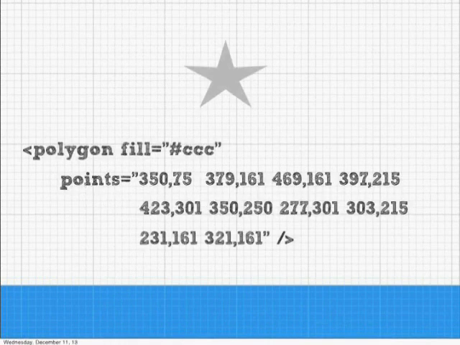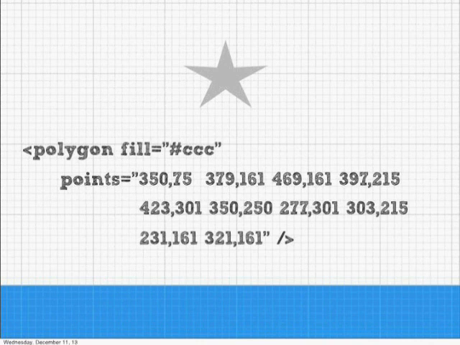We've got a polygon, and you'll see this star actually has 11 points, but in the points attribute, we've got 10 X and Y pairs. The reason there's 11 points and that whole thing is filled is because between the first and last point, it will actually close that path into a polygon. And in that way, you can fill the element.